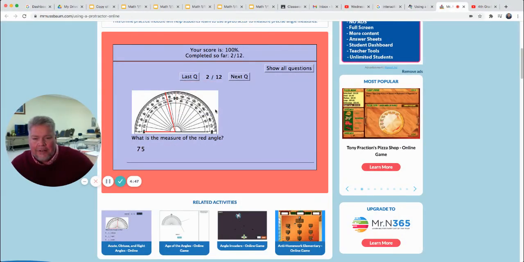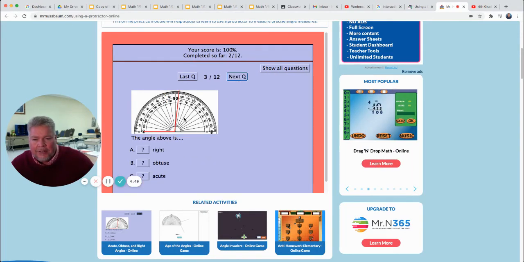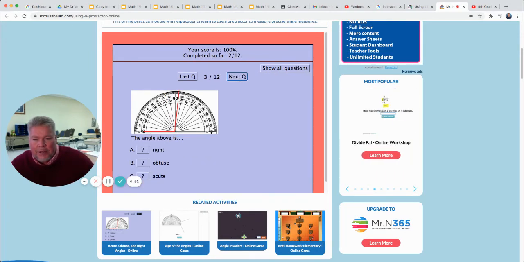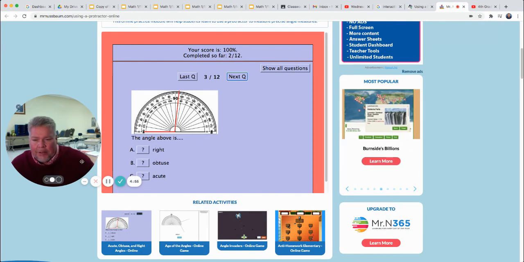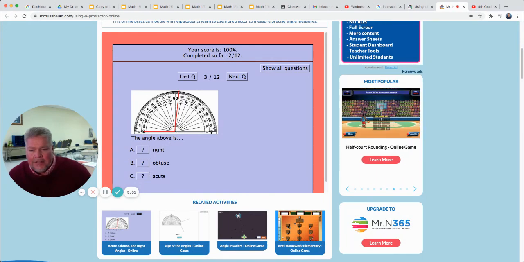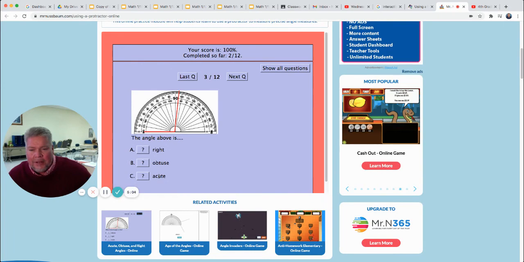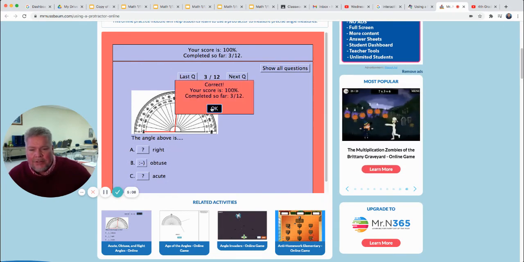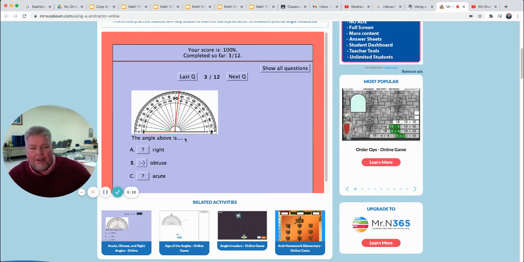Then you click next question. All right. So this is bigger than 90. It's between 90 and 100. Oh, but that's not what the question says. It says the angle above is a right angle. No, because it would be 90 degrees if it was. Is it an obtuse angle or an acute angle? Well, it's bigger than 90, so it is obtuse. Correct. Okay, so that's how you're going to do this.